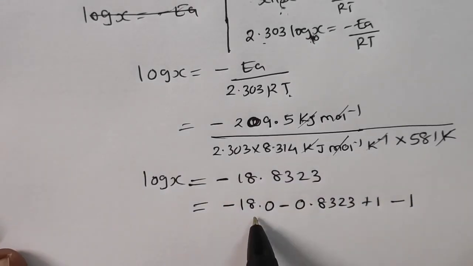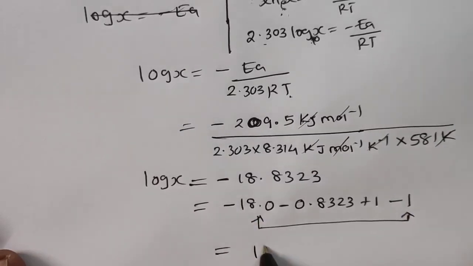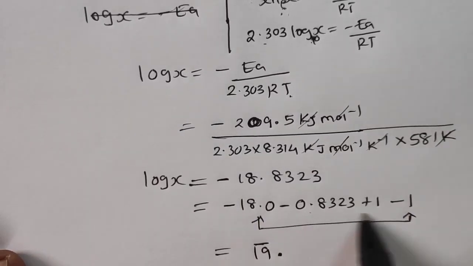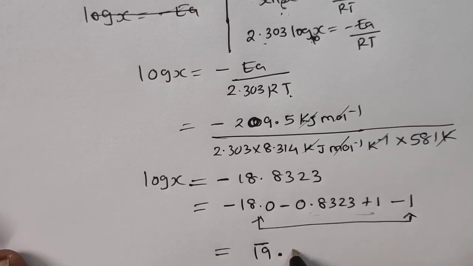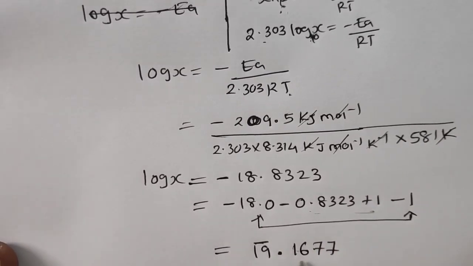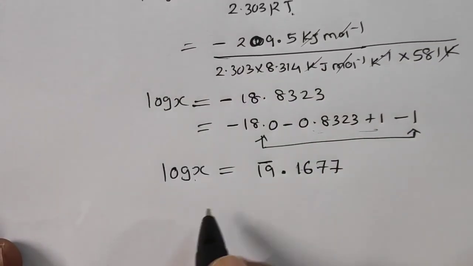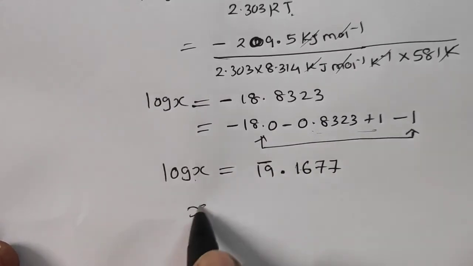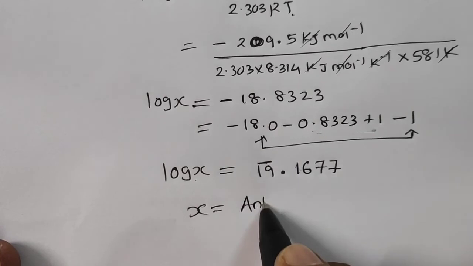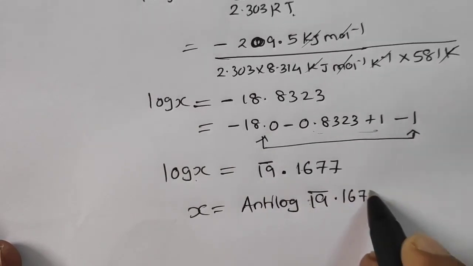This is the technique. So this minus will go with this minus 1, so it will be minus 19 point, and if you simplify it, you will get 1677 like this. Now the decimal part is converted to positive. So log x we got, now we want to find the value of x, that is the fraction of molecule. So x is equal to antilog of 19 bar point 1677.